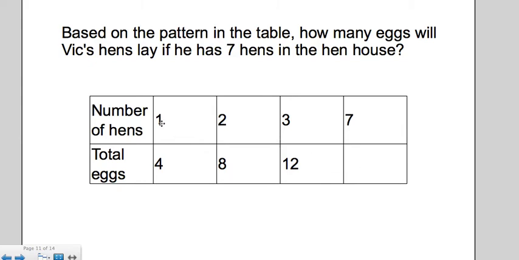Well, if I take 1 and I multiply by 4, it will equal 4. If I have 2 and multiply by 4, it will equal 8. 3 multiplied by 4 is 12. So 7 multiplied by 4 is 28. So my answer is 28.